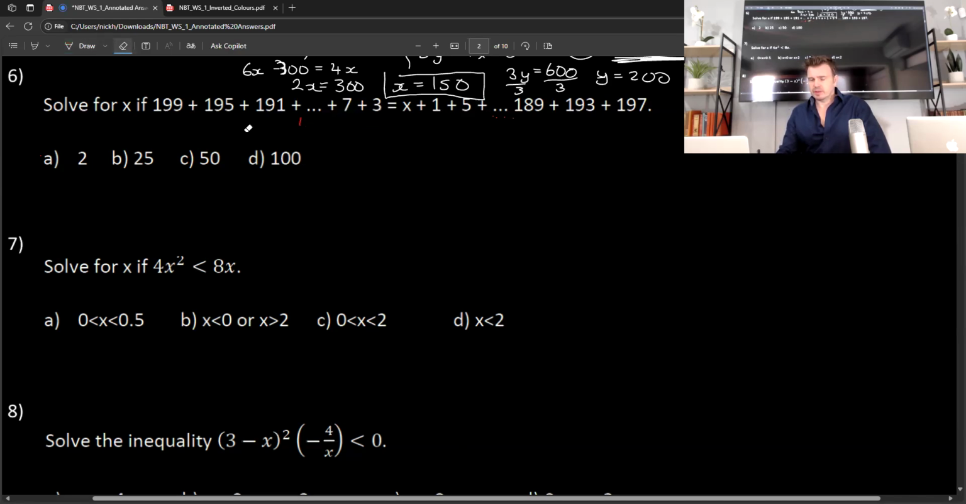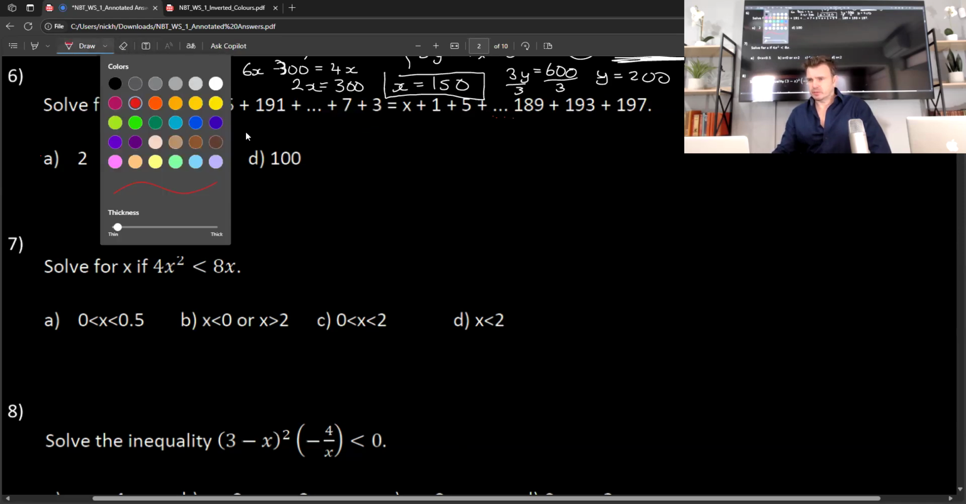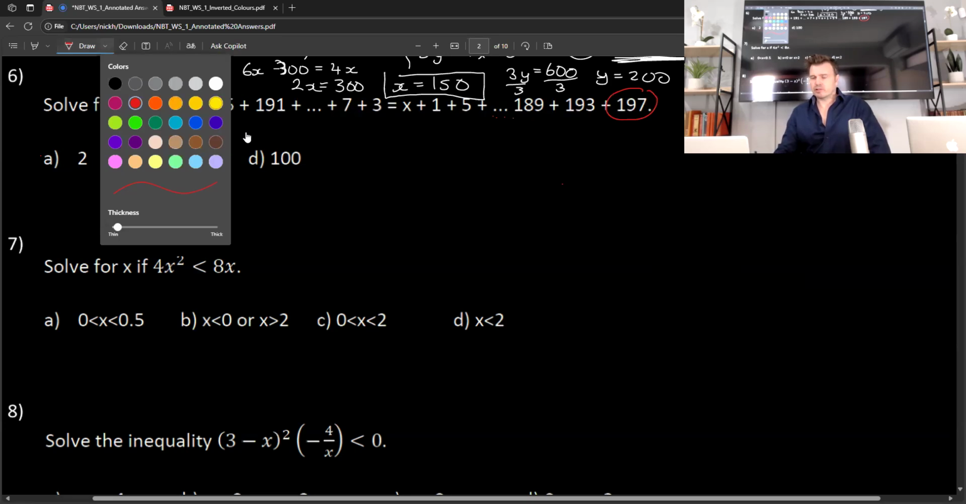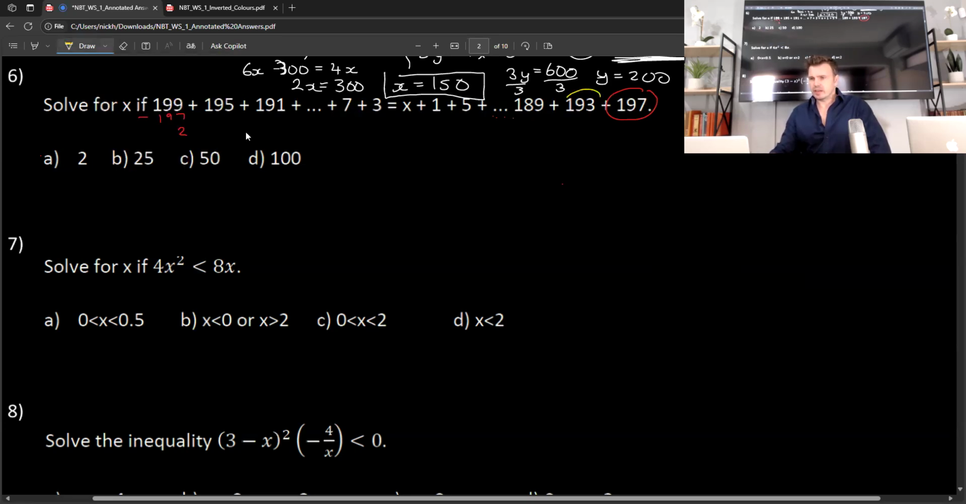Okay, so how are we going to do this? Well, what we can do is we can match these up. So I'm actually going to keep it in red. So if we say 197, if we bring that down around to this side, 199 minus 197 is 2. That's a little hint on what we're going to do. Try and do it yourselves. If you can, take out your pens and papers and see if you can do it.